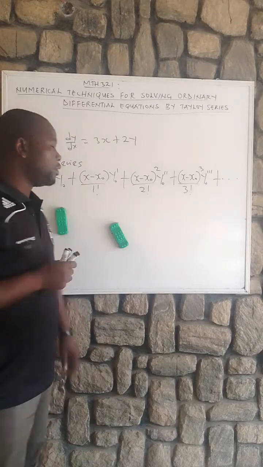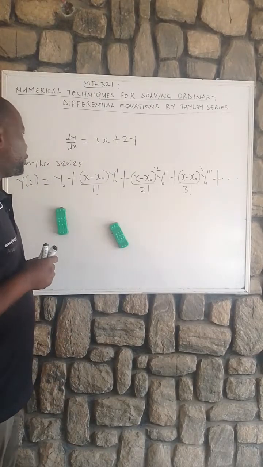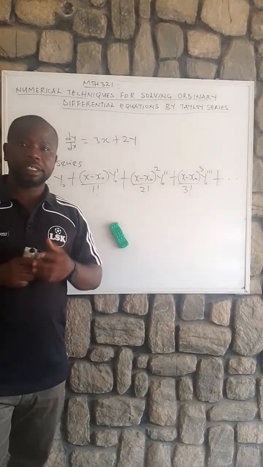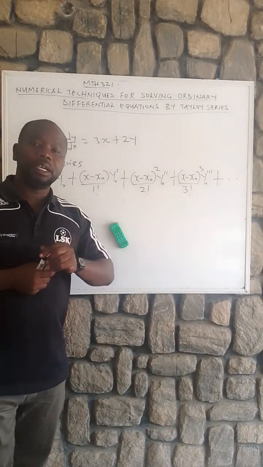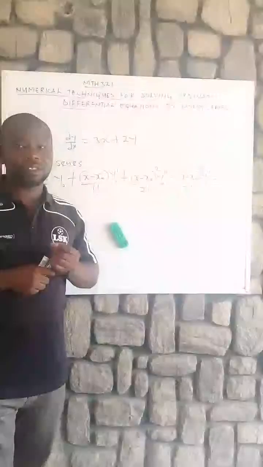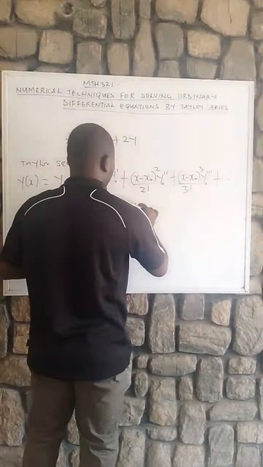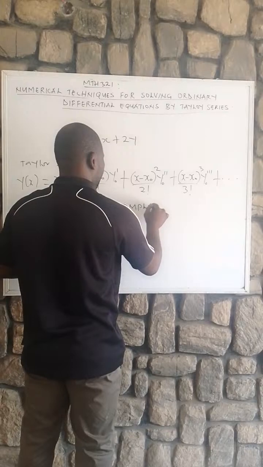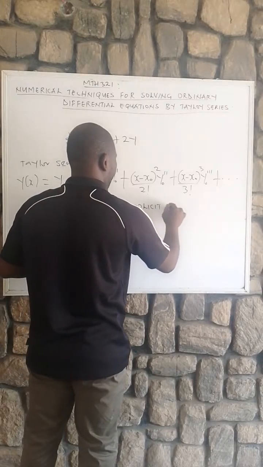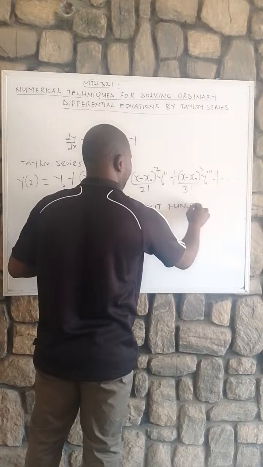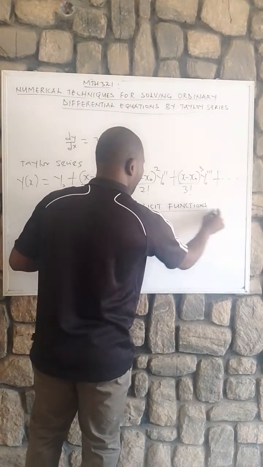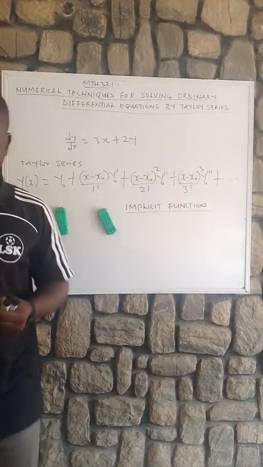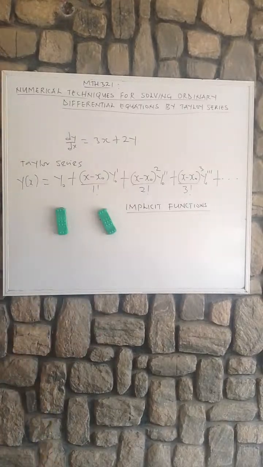Then before we move further to solve any example, let's recall numerical calculus. You were taught implicit functions, true or false? Let me just write it boldly. You were taught implicit functions, true or false? Yeah. You were taught this, isn't it? True or false? Okay.